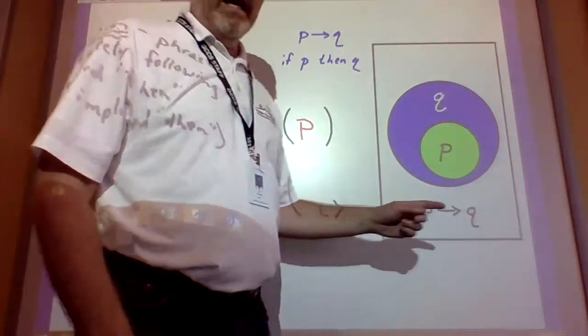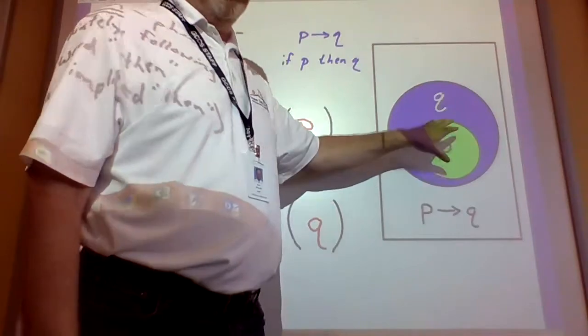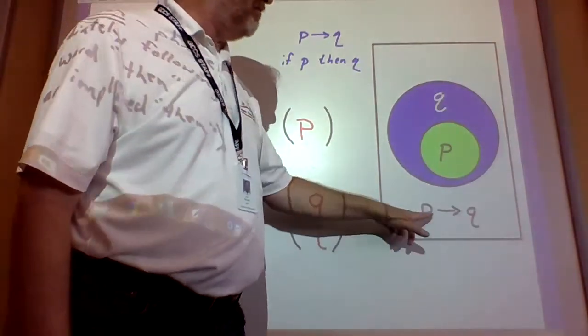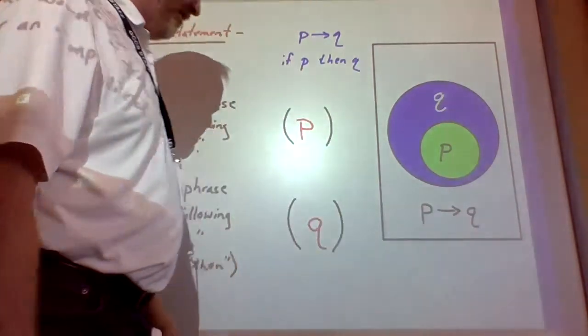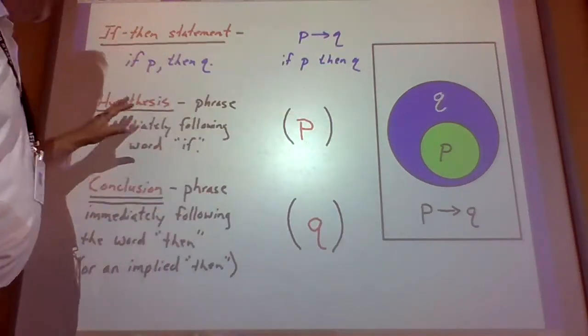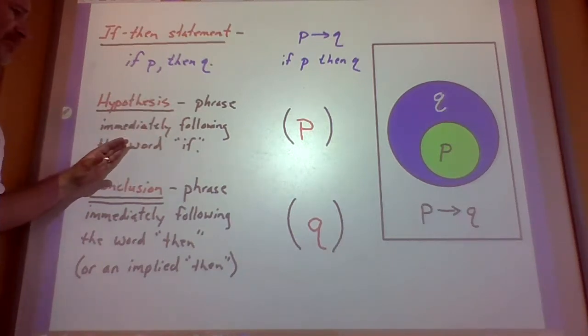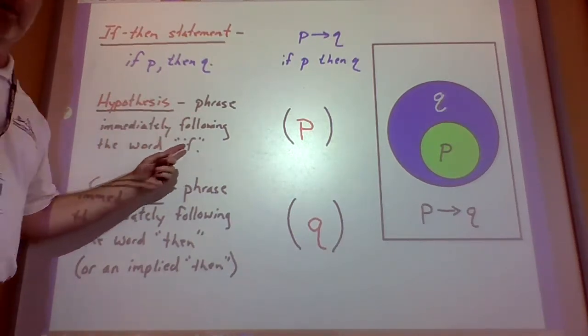So if P happens, obviously Q, it's inside of the Q. So if P, then Q is going to happen. All right. So that's, again, this stuff is not too important, but the main thing is this. The hypothesis is the phrase immediately following the word if.